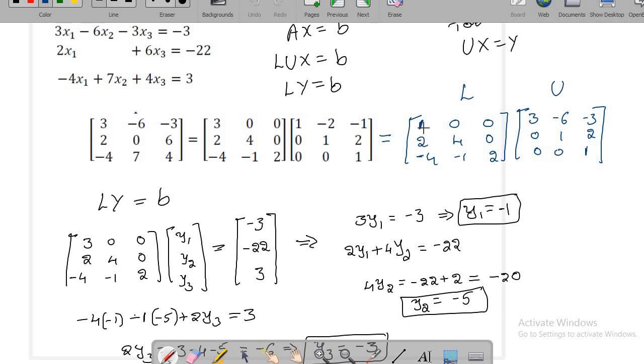Yeah, correct. Why? Because I removed 3 here. The first column 1 times of this, so 3 times of this. Yeah, correct. You're correct. 2/3 and 4/3. Why? Because 3 times of the first column will be the first column of A. Correct.